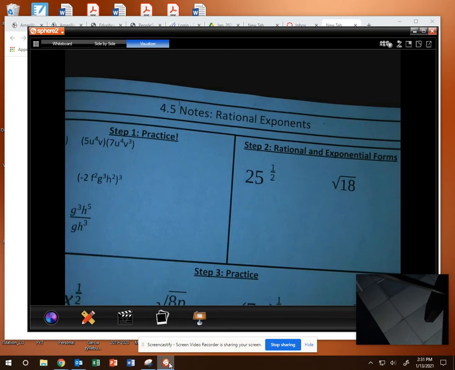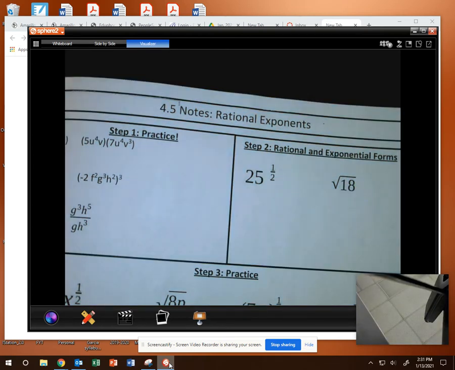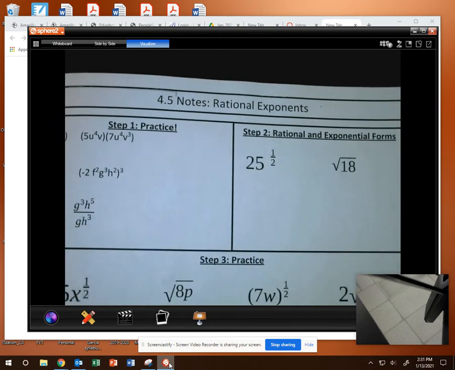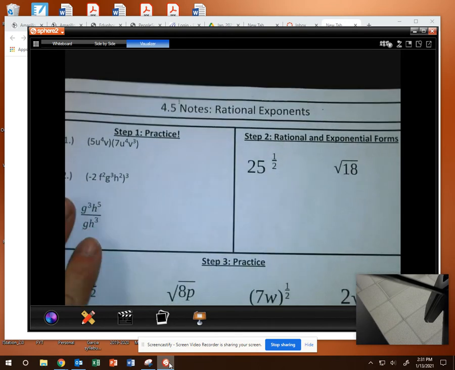Okay, so today is the last day of our Unit 4, and we are going to be talking about rational exponents. So let's talk about some things you do remember, or you already should know.